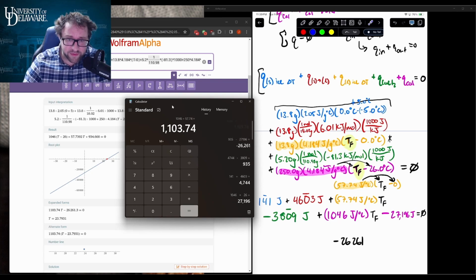I did not mean to say TF there, I meant from the ice. And that also agrees to the decimal with what Wolfram saw. So why don't we make this a fun color? Do blue, we have 1103. I'm just going to call it that. TF. Now we do want to look at these.